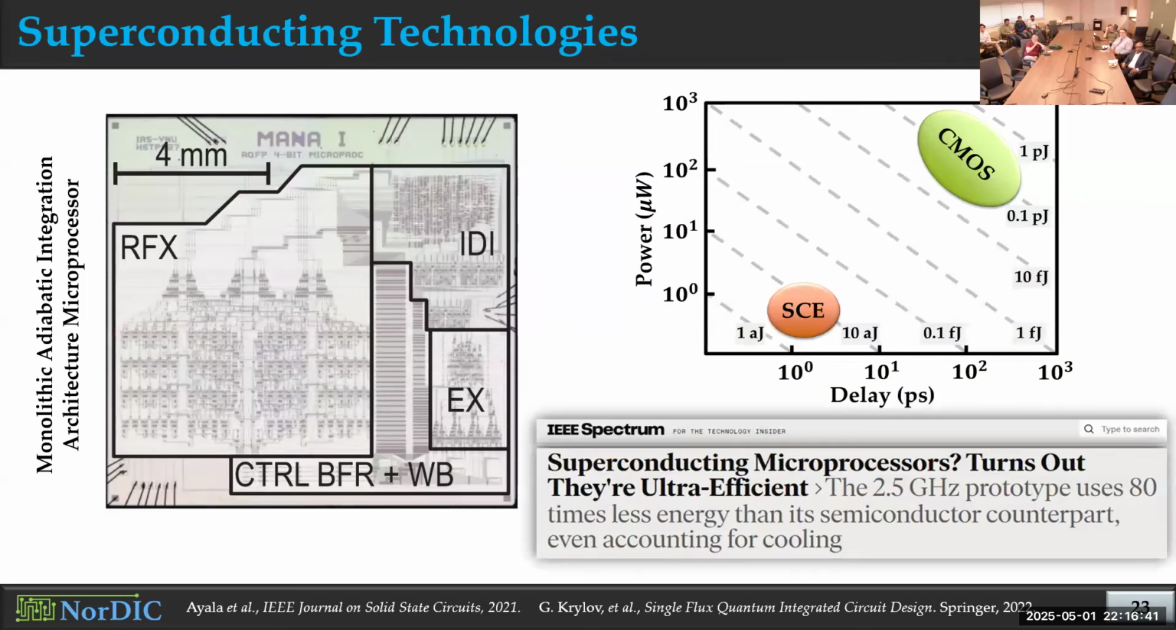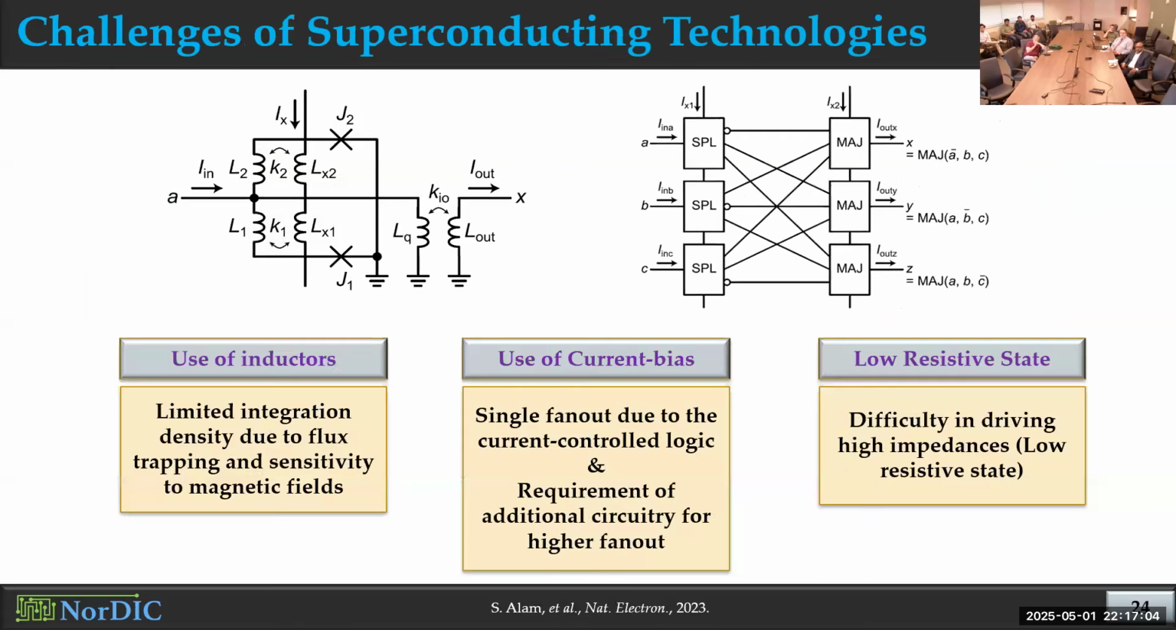On the other hand, for superconducting technologies, the power consumption and speed are not a concern because they are extremely energy efficient, as I mentioned. And as I already mentioned, it was reported that even with cooling cost considered, with Josephson junction-based superconducting circuits, we can get 80 times better energy efficiency compared to the 7 nanometer CMOS technology, which is one of the most scaled versions of CMOS technology. But they have their own challenges. Again, because of superconducting nature, we need inductors and inductive coupling in all the superconducting circuits.